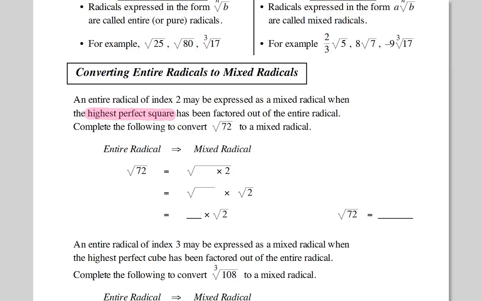But in general, if the index was 3, would you find the highest square? No, you'd find the highest cube, right? You would switch this square to cube if you had to do an index of 3, right? What if the index was 4? Then you'd have to find the highest, not cube, but highest fourth power.